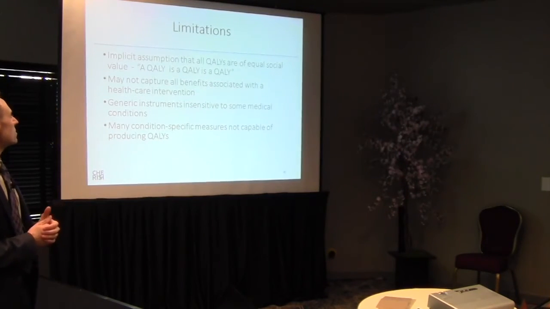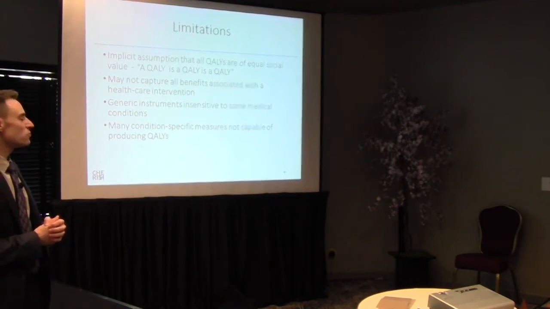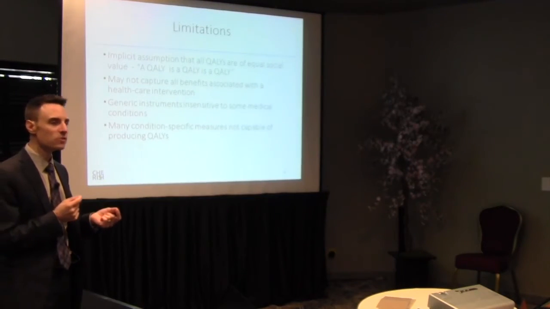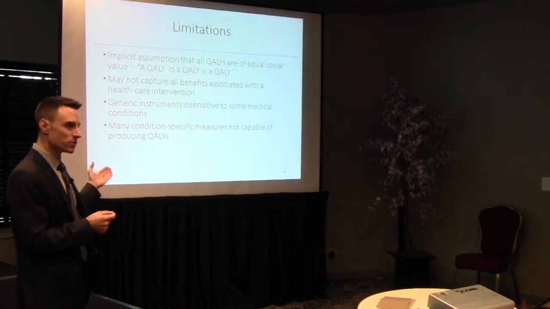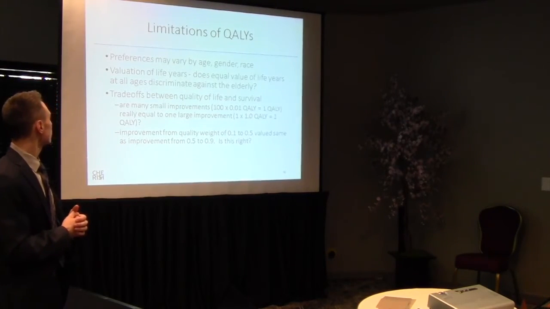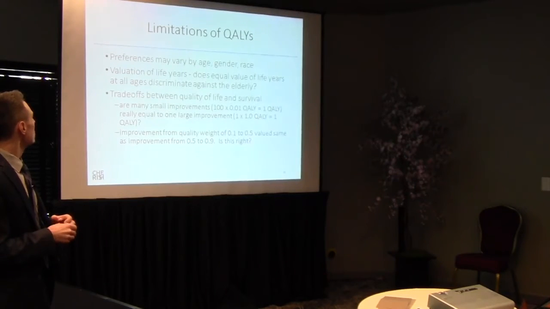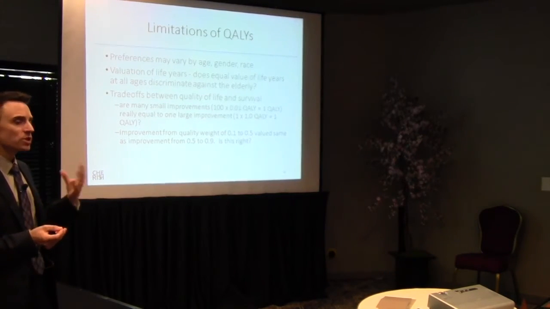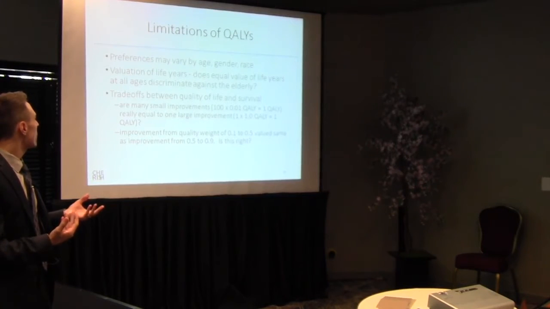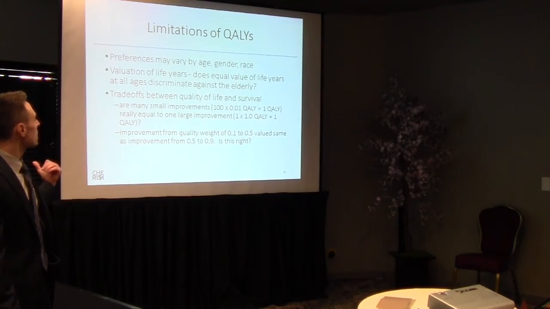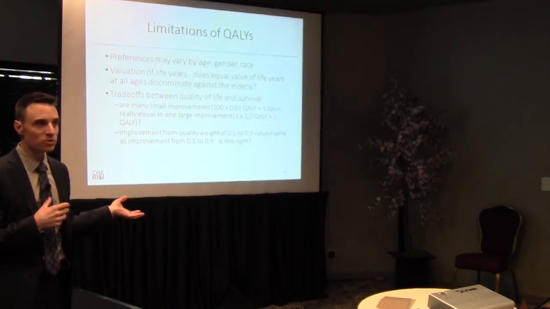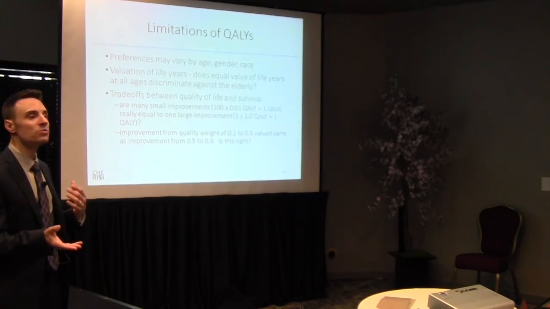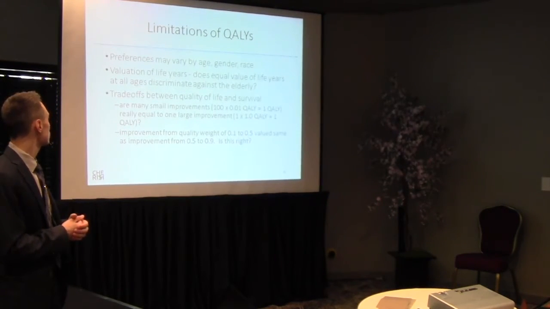Generic instruments, like I said, may be insensitive to some medical conditions relative to a disorder-specific one. And then many condition-specific measures are not capable of producing QALYs. So this is just a summary of all that I discussed before. Also, preferences may vary by age, gender, race, and so on and so forth. Valuation of life years does not equal the value of life years at all ages. So we may end up with some discrimination against the elderly, for example. And so those are things that we have to be careful of when we're talking about QALYs.